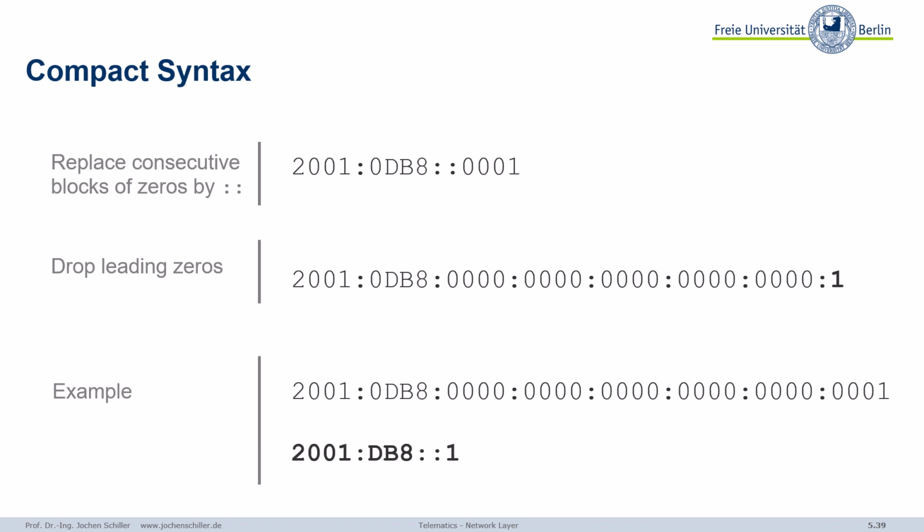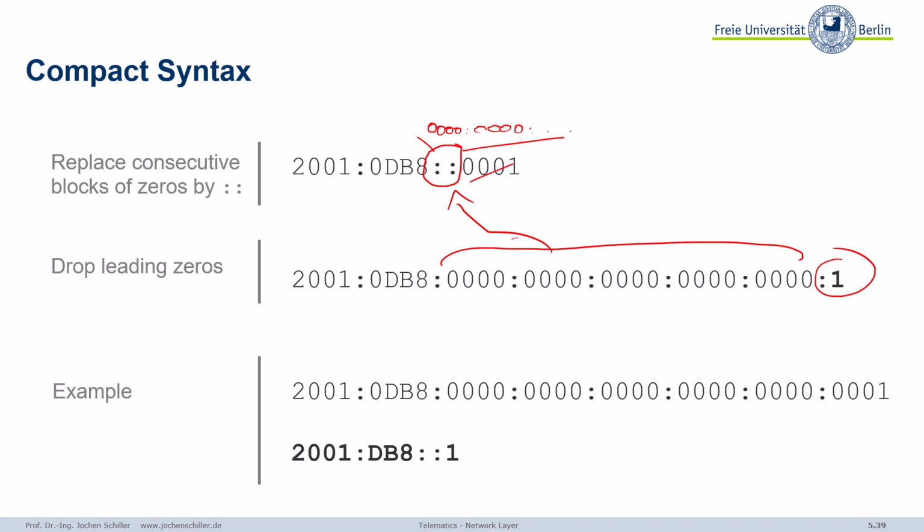First of all, we can replace consecutive blocks of zeros by this double colon. So remember, we had this 0000 colon 0000 colon, and so on. So we replace this. That's one way of doing so. What else can we do? So this is where all these zeros went. We can simply drop the leading zeros here and only write the 1. And this really makes it a bit more compact. But you have to know how this is done, then you know what this address really means, so that there are many zeros in it.